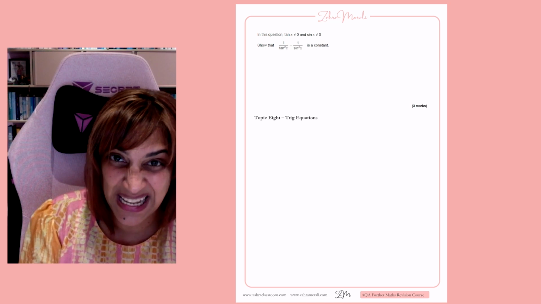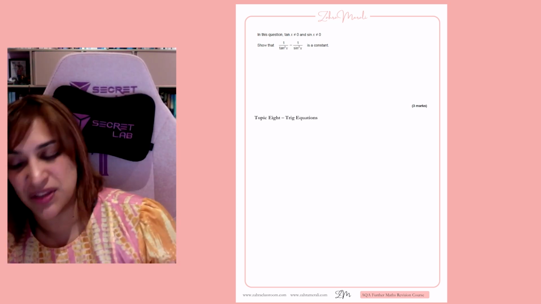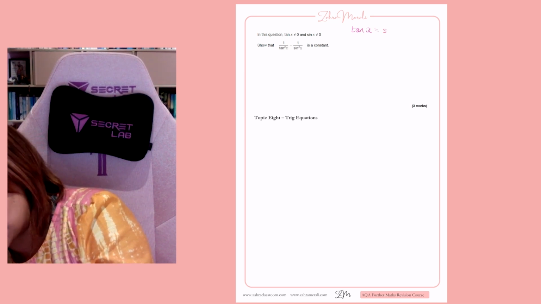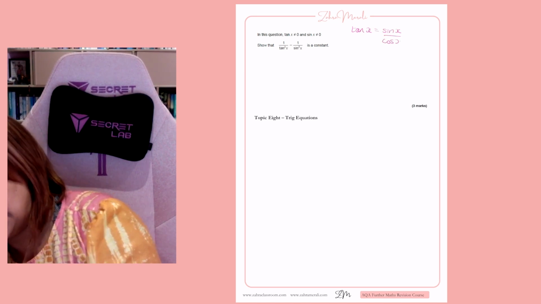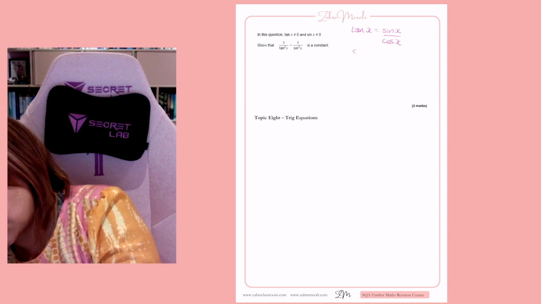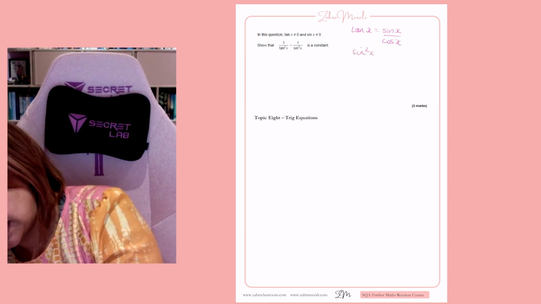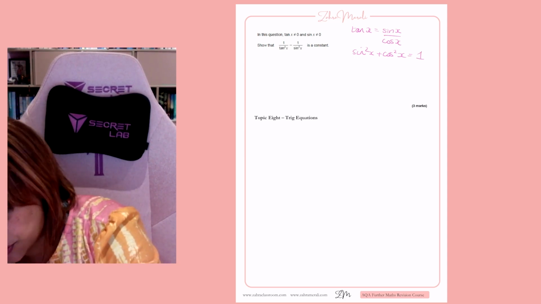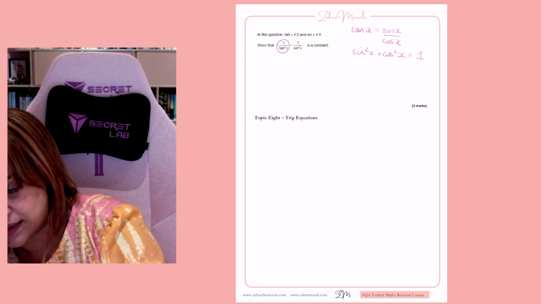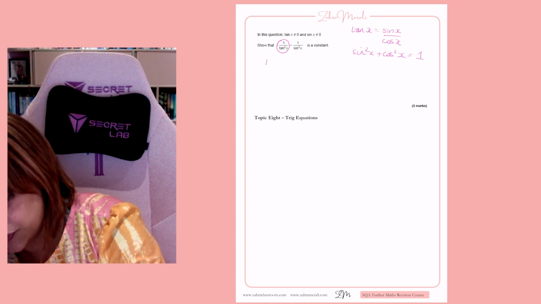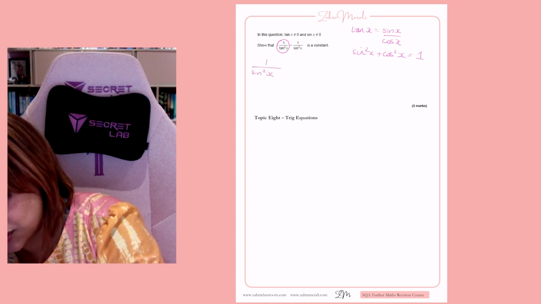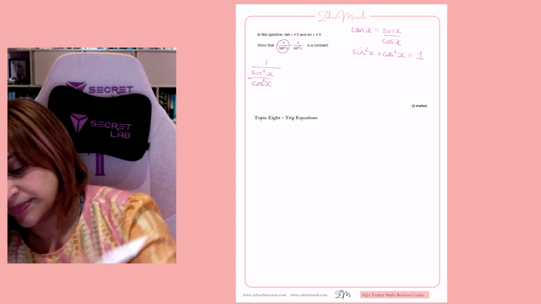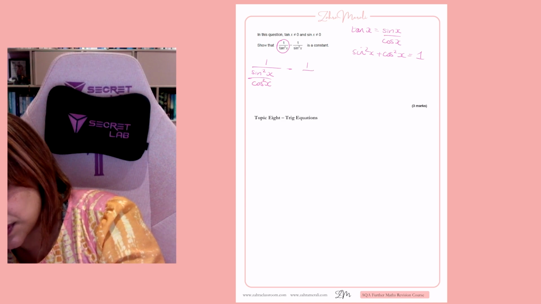Now we've got to show that, and again, try to make everything into sines and cosines. We know that tan x is sine x over cos x. And then we also know that sine squared x plus cos squared x equals 1. Okay, so 1 over tan squared. So we're doing 1 over sine squared x over cos squared x. Now remember, when we divide, we flip the bottom. That's minus 1 over sine squared x.